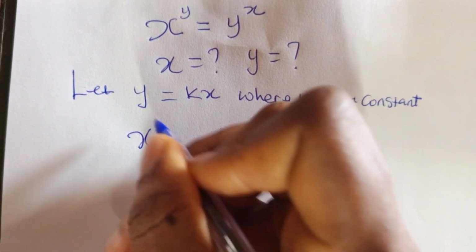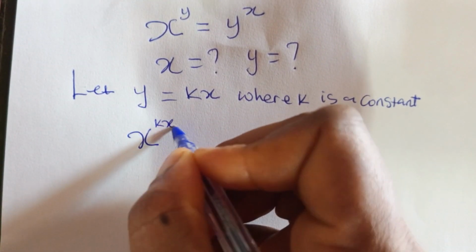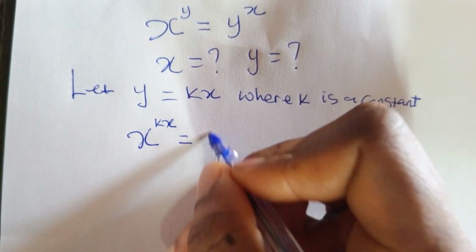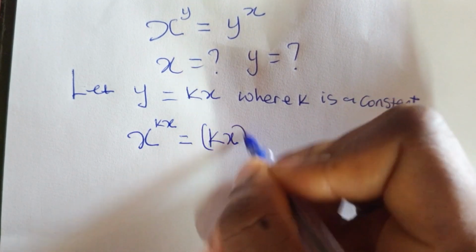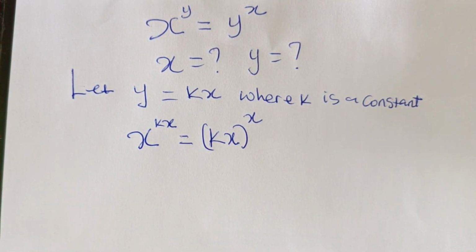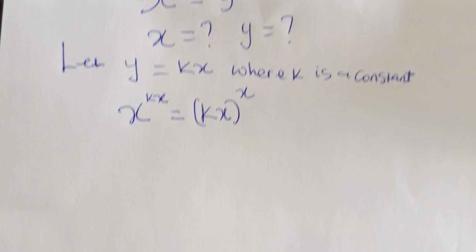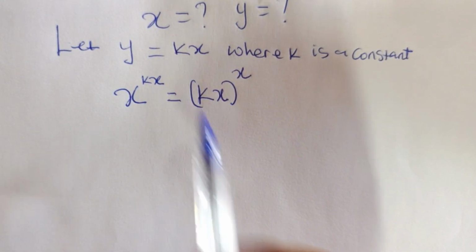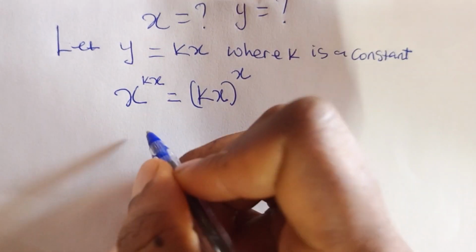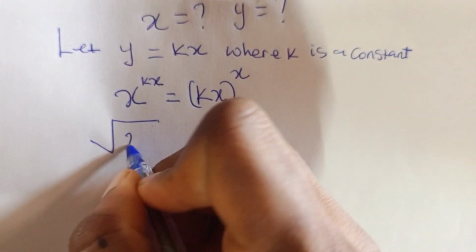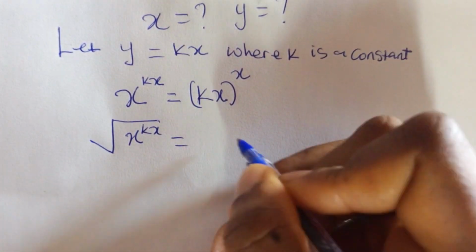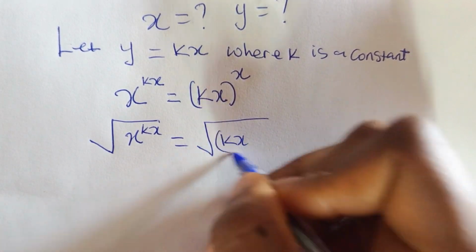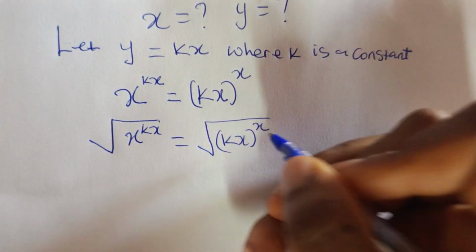So x equals kx, and y is kx here. So we put kx raised to the power of x. After that, we will take the square root of both sides. So we say the square root of x raised to power kx equals the square root of kx raised to power of x.